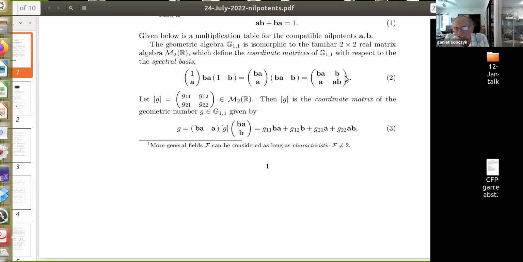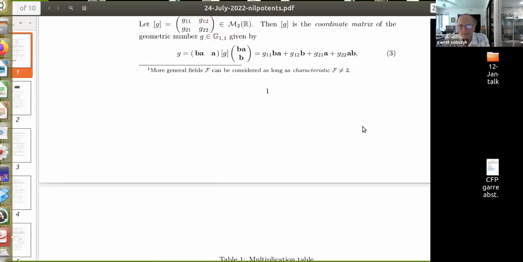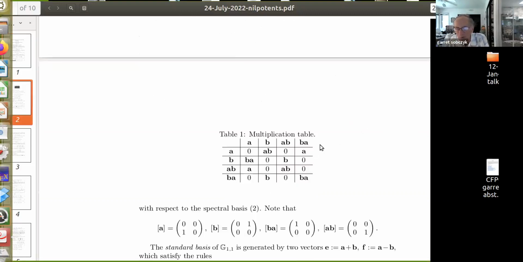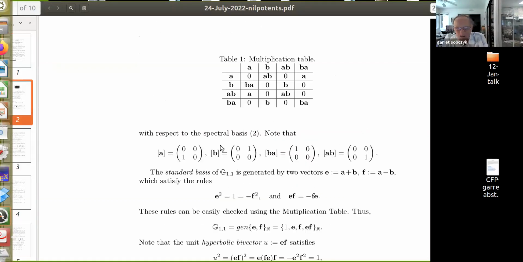Okay. Anyway, you can understand how this is a basis of a geometric 2x2 matrix then, because this 2x2 matrix is identified with this geometric number, G11. So that's B, A, AB is a basis for the 2x2 real matrices or complex matrices. Okay, so there's a simple multiplication table.